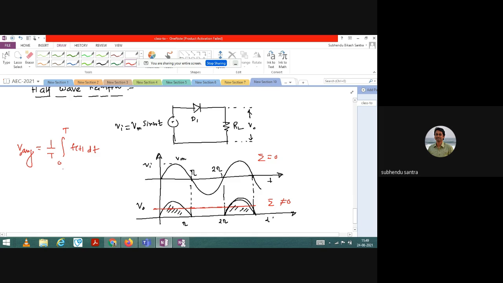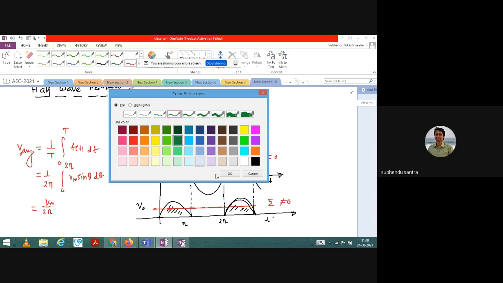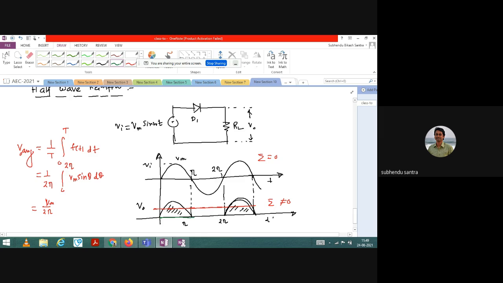So I have to do this integration. It is basically 1 upon 2 pi, 0 to 2 pi. f(t) means the function, which is Vm sine of, directly you can write theta, d theta for simplicity. Then 1 upon 2 pi and then Vm by 2 pi. You can see your integration is 0 to 2 pi. From that waveform, from 0 to pi your function exists, and from pi to 2 pi it is 0. So directly you can write 0 to pi, Vm I have already taken, so sine theta d theta.